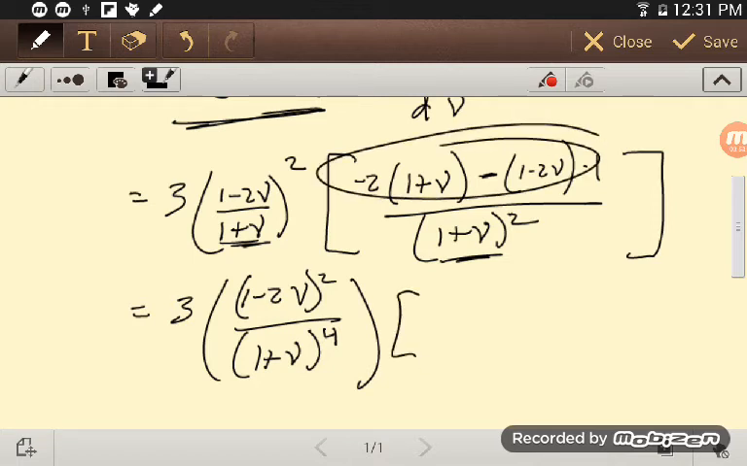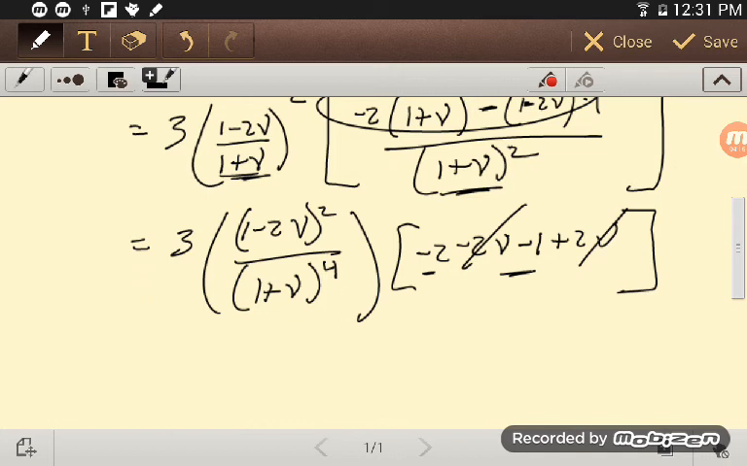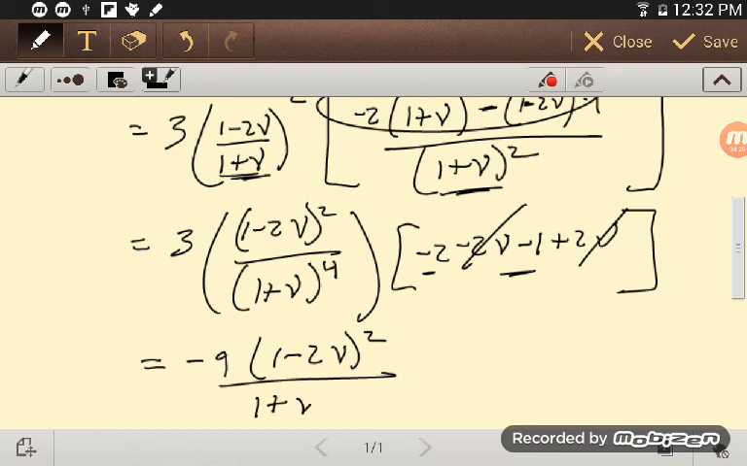is a -2 and a -2 nu, and here, be careful of negatives and so forth, a -1 and a +2 nu, and so those disappear, and I get a -3 from the constants, and so it looks like I have -9 times 1 minus 2 nu squared all over 1 plus nu to the 4th. And there we go, number 31.